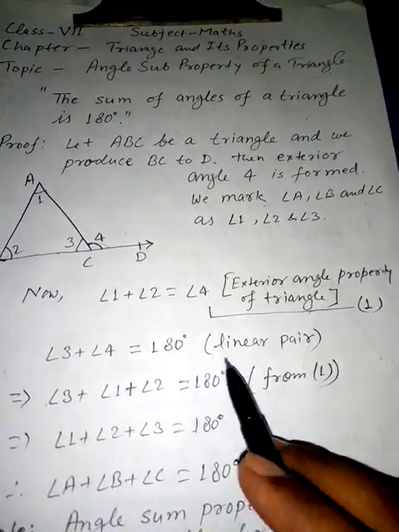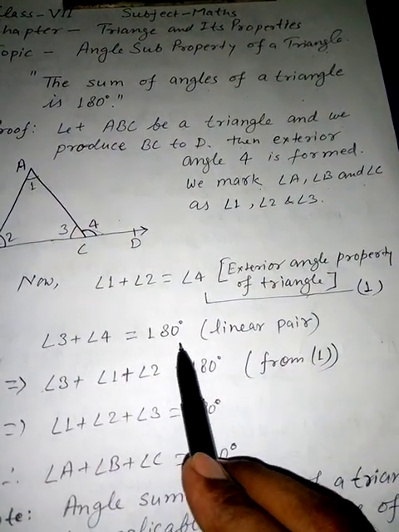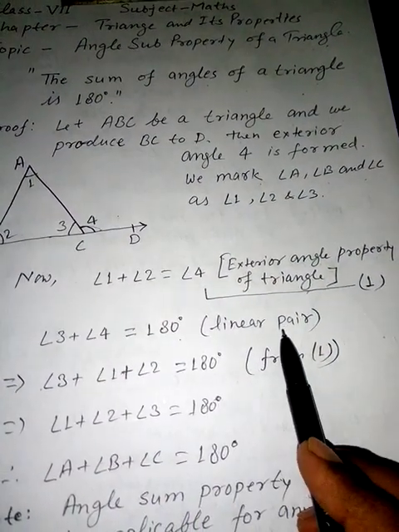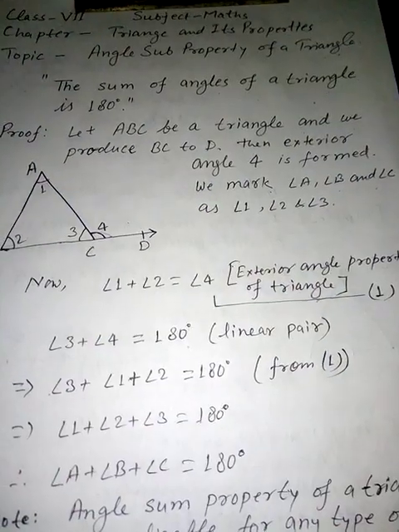And angle 3 plus angle 4 is 180 degree because of linear pair. These 3 and 4 are the adjacent angles and form linear pair.